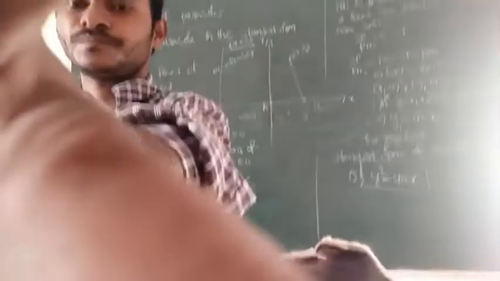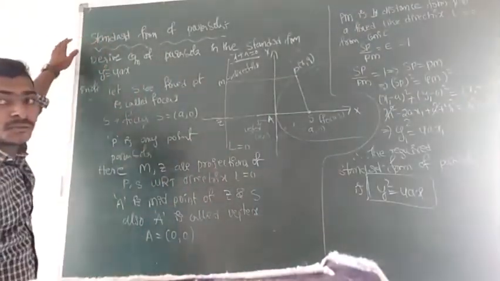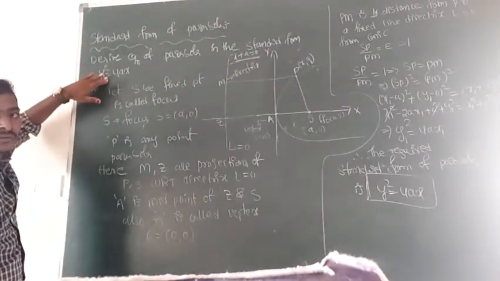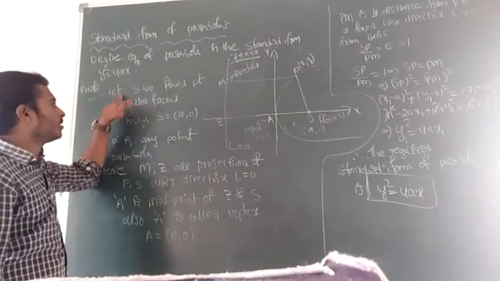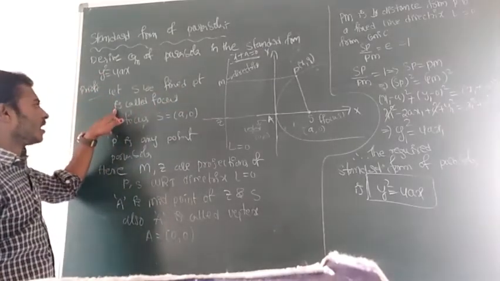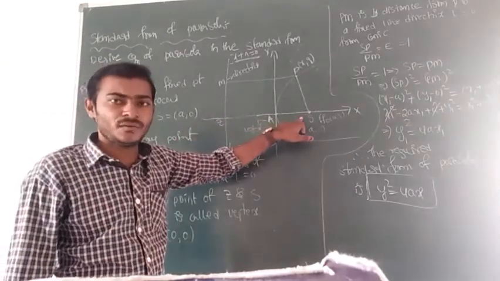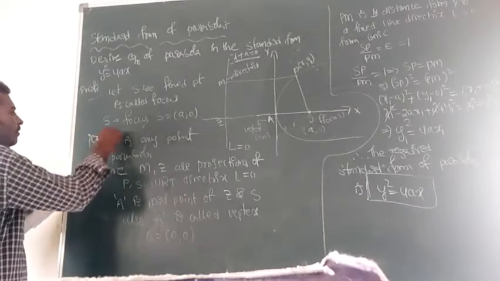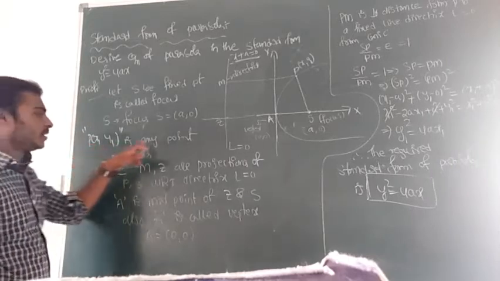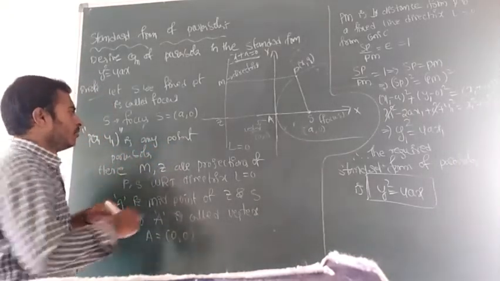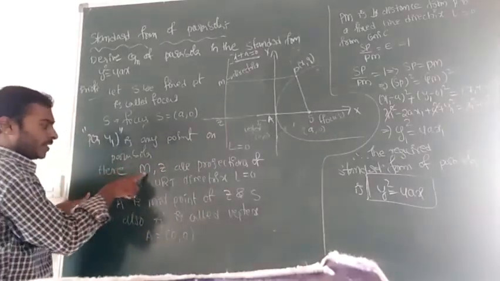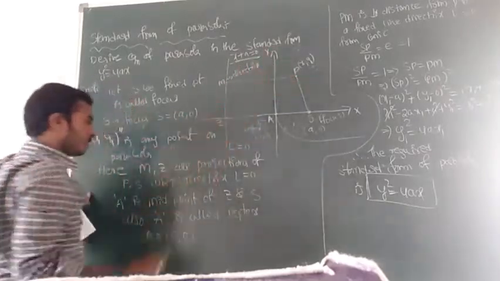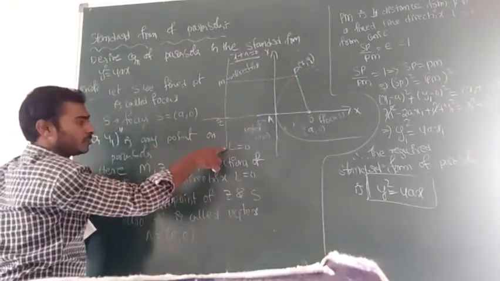Now this is the standard form of parabola. Once again I am repeating the derivation of the standard form of parabola, y square equal to 4ax. Let S be any fixed point, called the focus. P of x1, y1 is any point on the parabola. Here M and Z are projections of P and S with respect to the directrix L equal to 0.